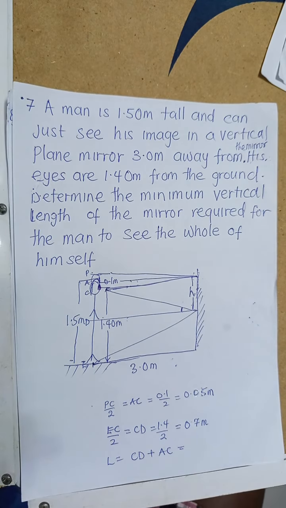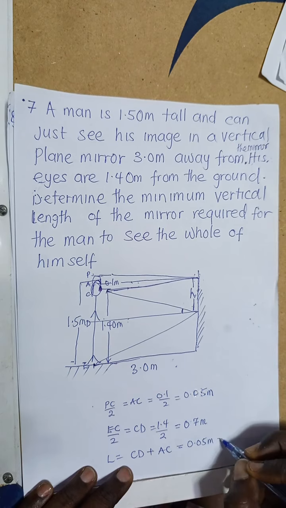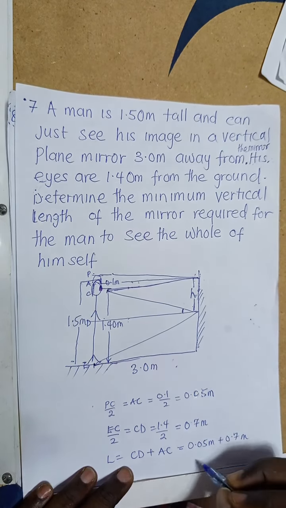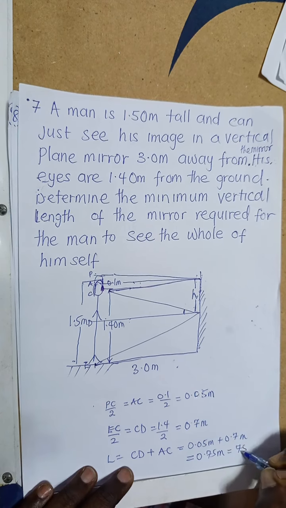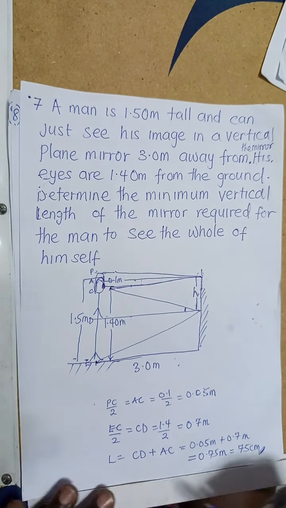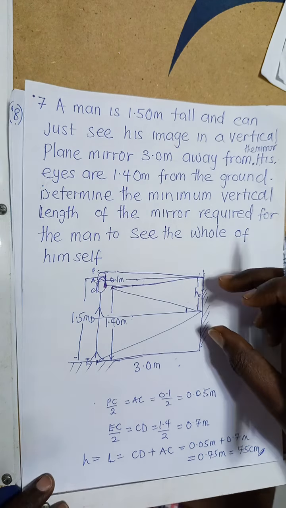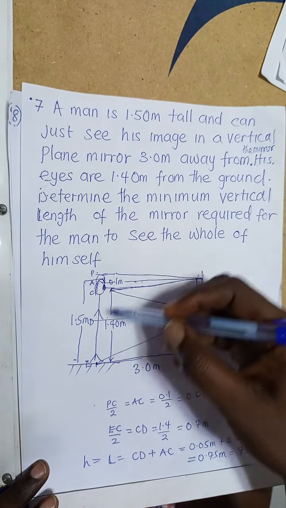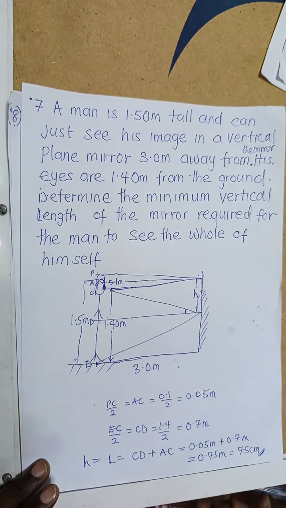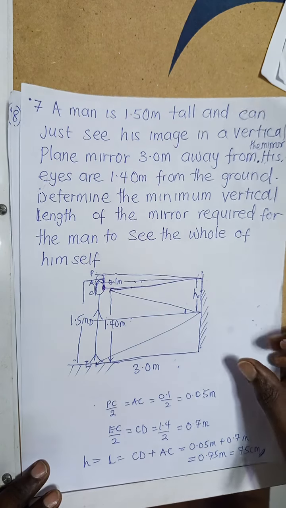So since we get that one as 0.05 meter, I want to have 0.05 meter plus 0.7 meter. So that will give us 0.75 meter, which is 75 centimeter. So this is the length at which the man can see the whole of himself. What I will advise you to do is, for the minimum vertical length of the mirror required for the man to see the whole of himself, just take half of the height of the man. That will be your answer.